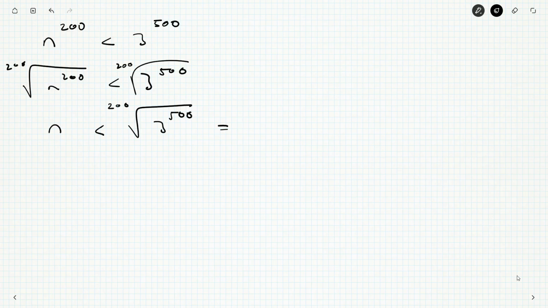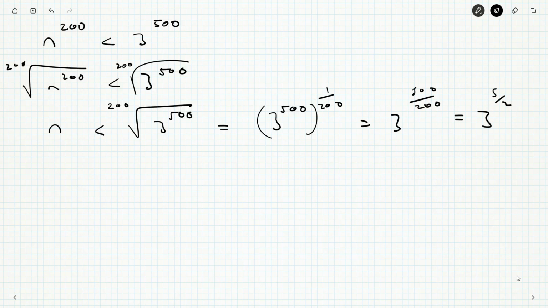Now, this is a question that goes quickly if you can more easily do exponents and are comfortable knowing things like, well, square root is really the same as saying to the power of 1/2. Or 200th root is saying to the power of 1 over 200. Because then I get 500 over 200 here. The 100 parts cancel out, and I get 3 to the 5 over 2. And that's the same as saying the square root of 3 to the 5.